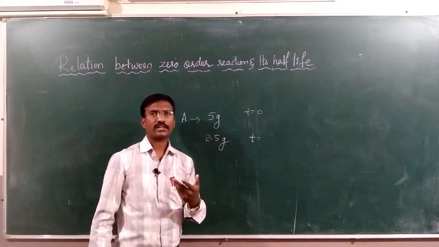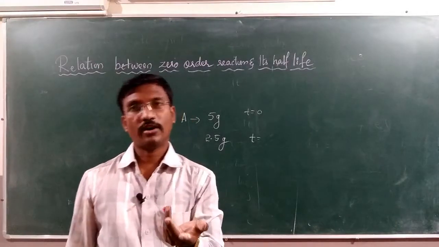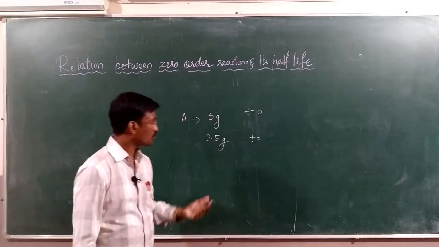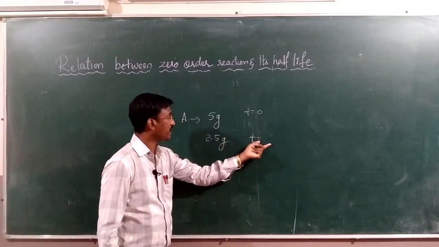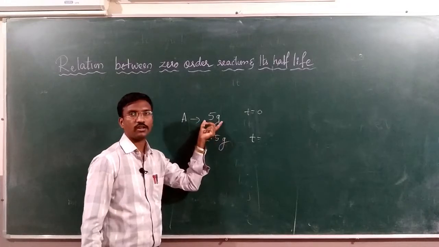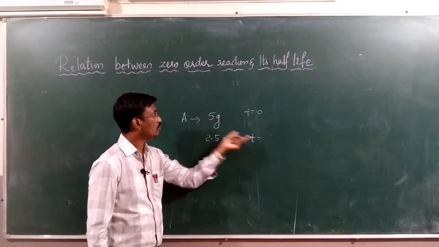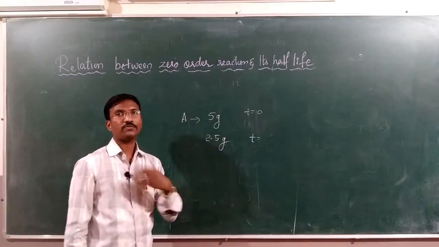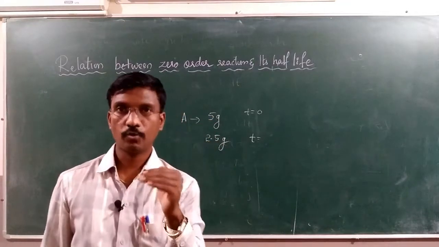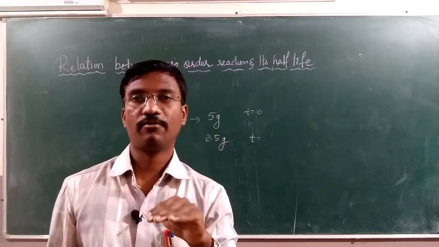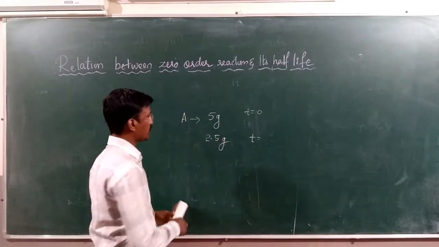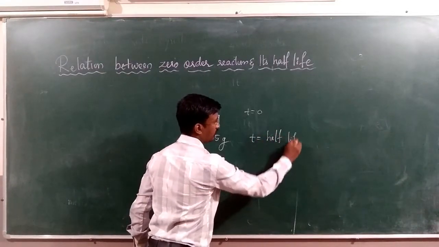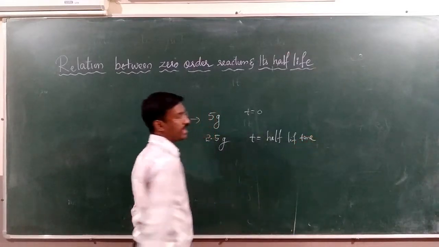It may take 1 second, 1 minute, half a minute, or it may take 1 hour, 2 hours, or 1 day, 1 week. So how much time does the reaction take to form exactly half of the initial concentration? If initially it is 5, the half is 2.5. If initially it is 10 grams, the time required to reduce it to half, exactly 5 grams, is called the half-life of the reaction.